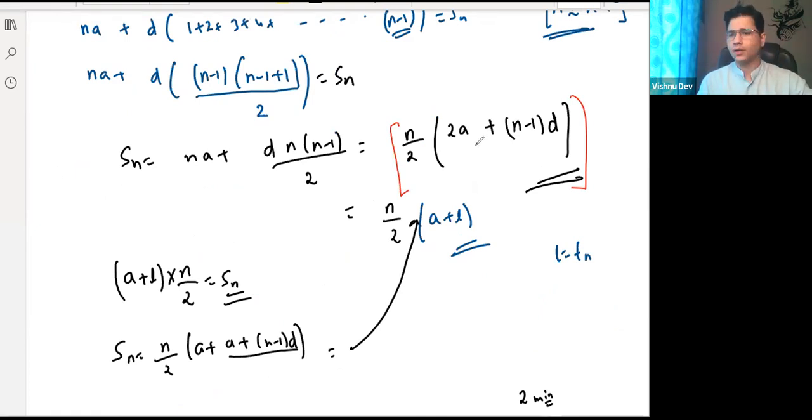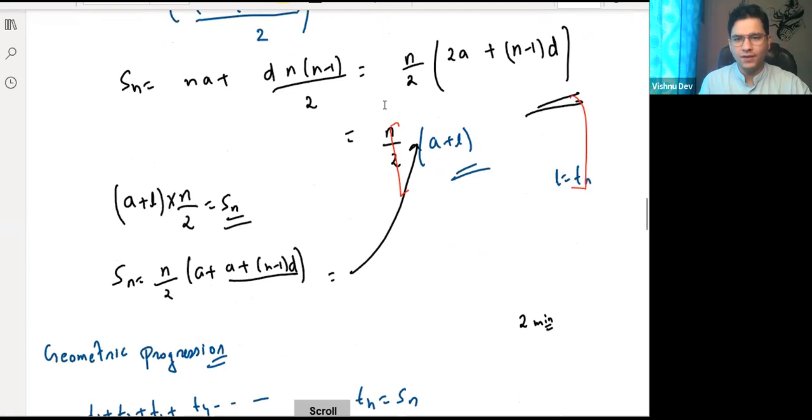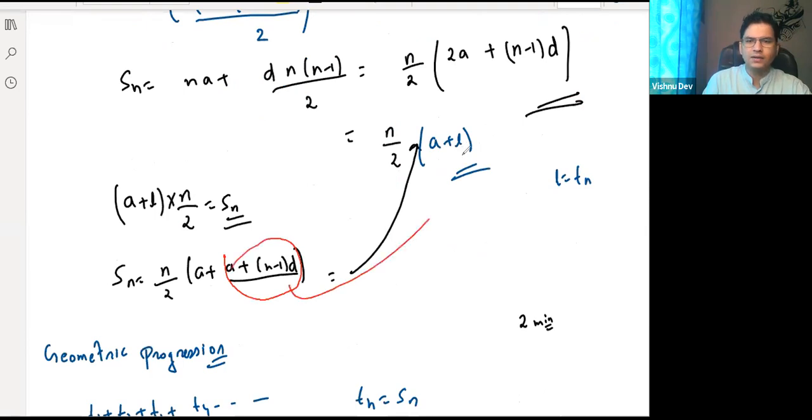Or if you use your common sense also, we have discussed that when you talk about AP, since the common difference is the same, you can also write it as n by 2 bracket a plus n minus 1 into d, because 2a can be written as a plus a. And we know that a plus n minus 1 into d is nothing but the last term, Tn. Got it? So these two are the formulas for the sum of AP.